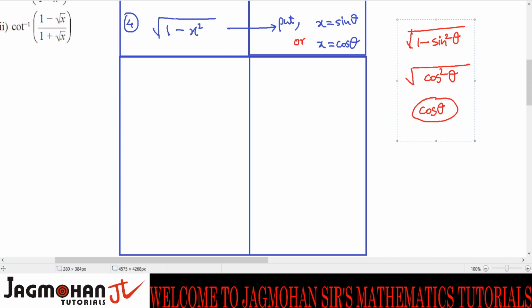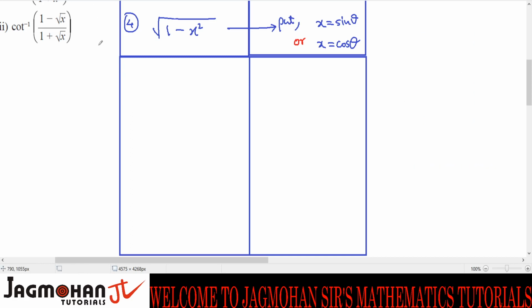Okay, very good. Now we have the fifth one. The fifth one is if inside the square root you have x square minus 1. If you have inside the square root x square minus 1, then what should we put? In that case, we will put x is equal to sec theta, or we will put x equals to cosec theta. And you know why, students?